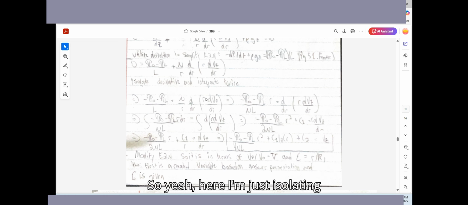So yeah, here I'm just isolating the derivative, so I can separate and integrate. Isolate the derivative, and then we're integrating. So we have the r, multiply this by r, or this by r. No, wait, does that make sense? Or yeah, it's r, so it's already multiplied by r because the r is from here. Yeah, okay.